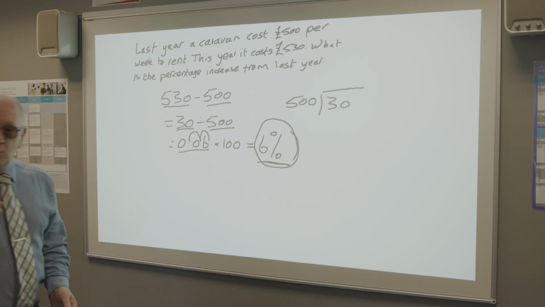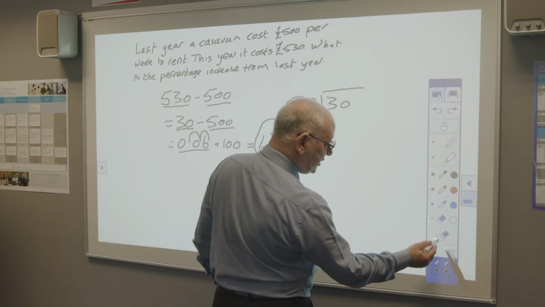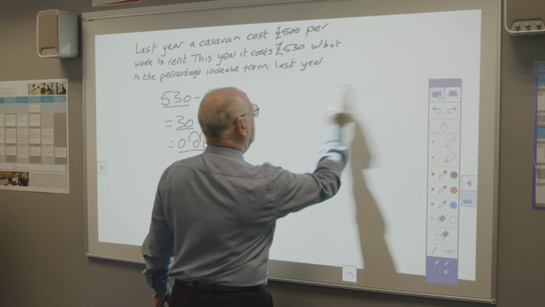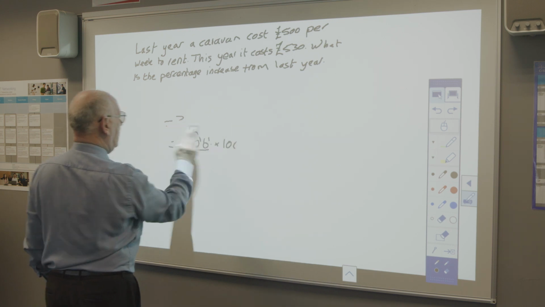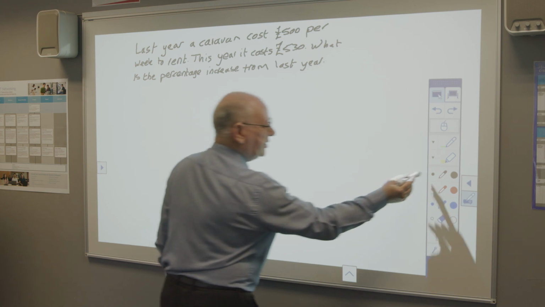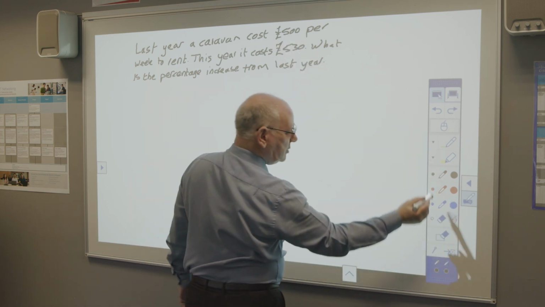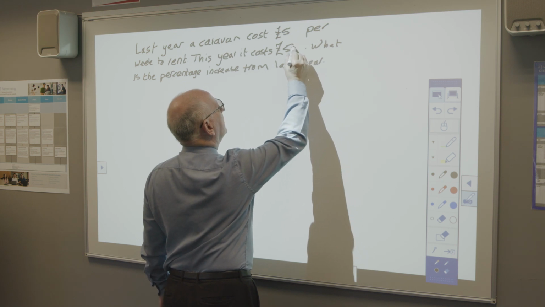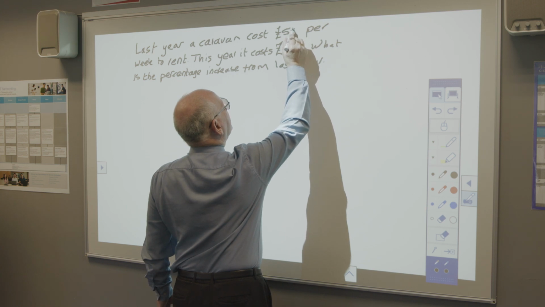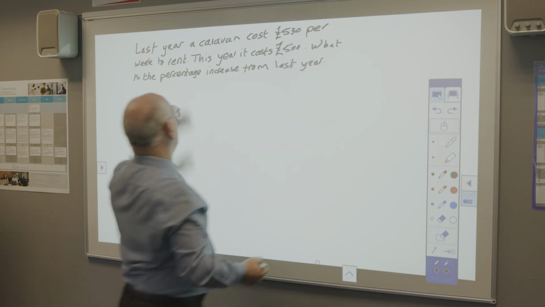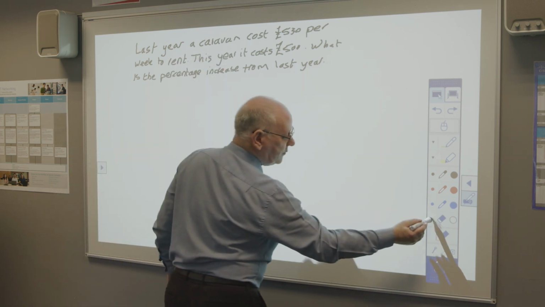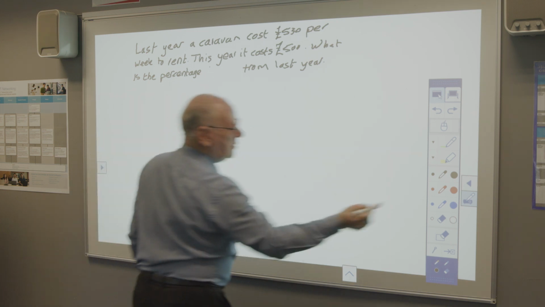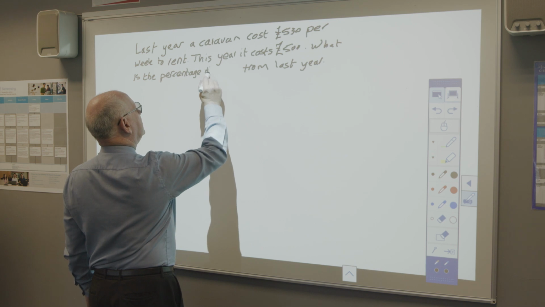Now then, it can work the other way. Let me get rid of this and we'll change a couple of figures around. If we change that 500 and the 530, we change that to 530 and that to 500, this year it's gone down. So the question would be, what's the percentage decrease?